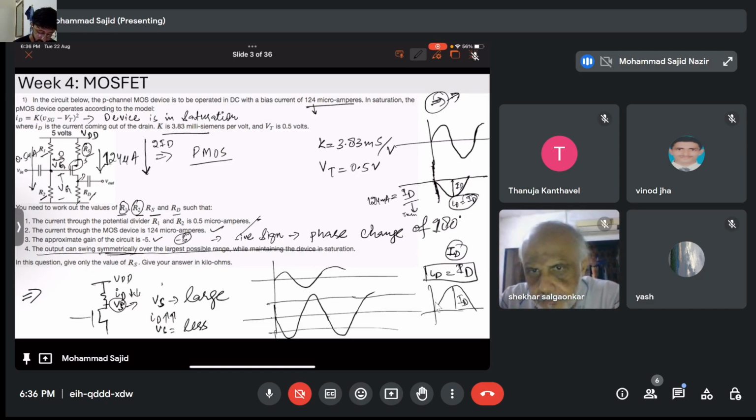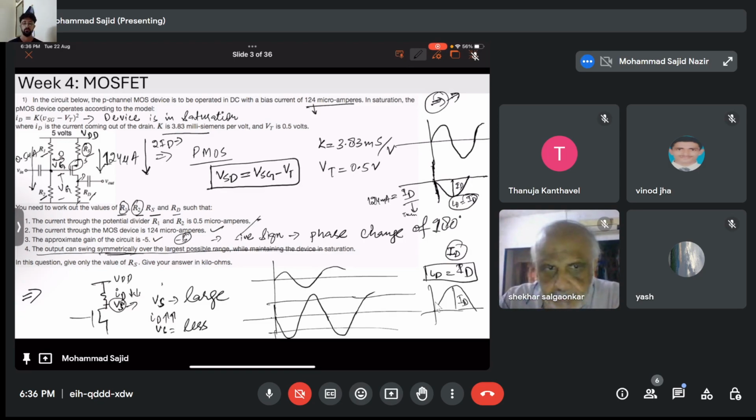Okay. So at this condition, you can see your VSD should be minimum equivalent to this volt to keep the device in saturation. Is it correct? Yes. Okay. So if 2ID is the maximum current flowing through the device and you want your device to be in saturation, you have to impose a condition on RS.